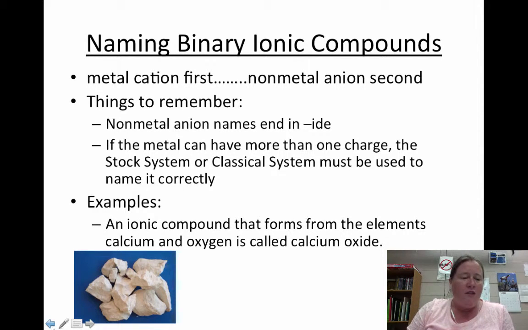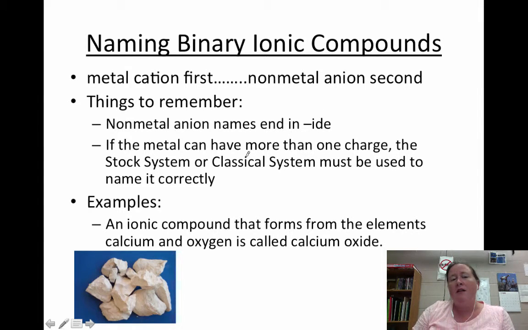So when we name ionic compounds, the metal cation is always written first, and the nonmetal anion is always written second. Some things to remember when we're naming ions is that a nonmetal ion name always ends in IDE. So since it's written second, binary ionic compounds will always end in IDE on that second word.